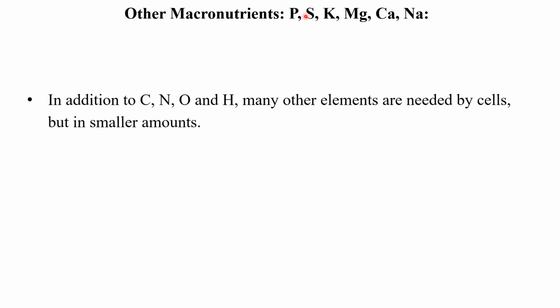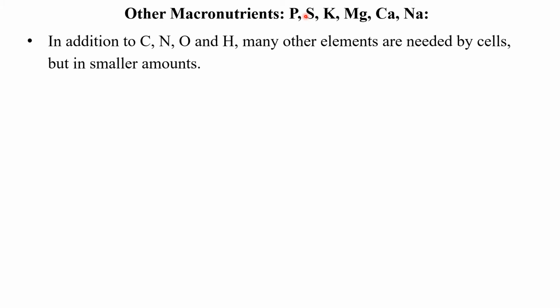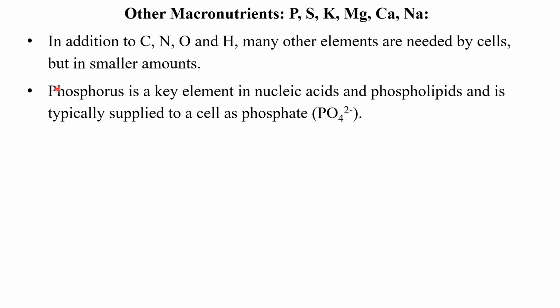Now, in addition to these macronutrients, carbon and nitrogen, the cells may require different other nutrients. So let's have a look. But these nutrients or elements, they require in smaller amounts. Phosphorus. Phosphorus is a key element in synthesis of nucleic acids and phospholipids. This phosphorus is mainly supplied to a cell as phosphate.